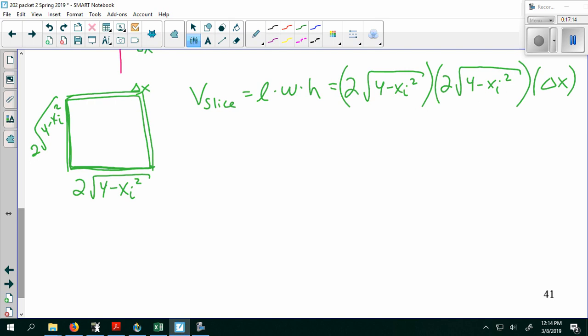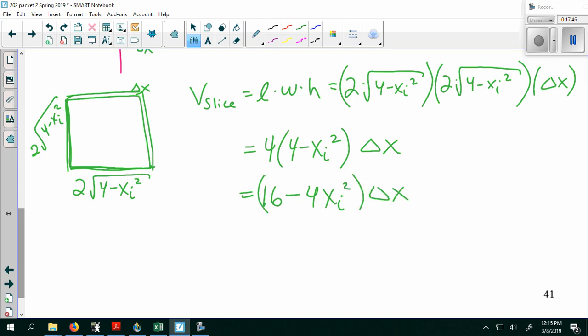All right, so I'm just going to simplify this a little bit. This is all multiplication: 2 times a radical times 2 times a radical. So I can do the multiplication in any order I want. 2 times 2 is 4. The radical times the radical cancels, and I have 4 minus xi squared delta x. I can distribute that 4, so I get 16 minus 4 xi squared all times delta x. So that is the volume of one single slice that's making up this solid.